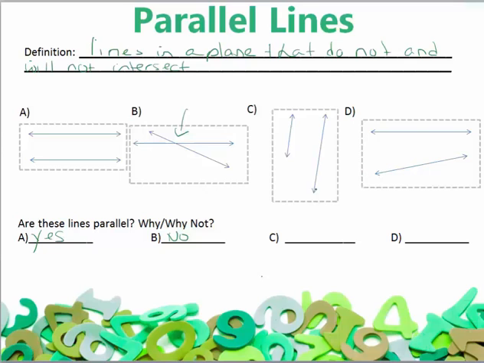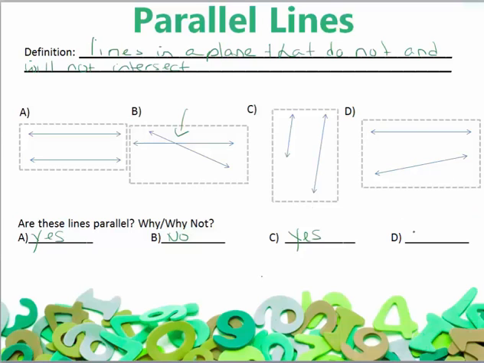C and D are a little bit less obvious. C is a short line and a long line. The short line does not change the fact that no matter how long we make it as we extend it on, because lines go on in both directions forever, these will not intersect. They are still equal distance apart all the way along. So these 2 lines are, yes, parallel, because no matter how far we extend them, they still will not intersect.